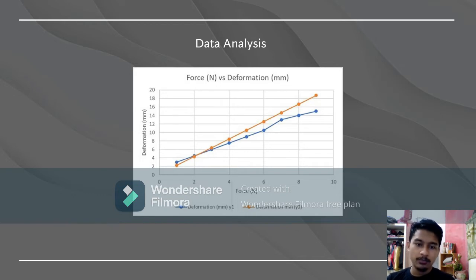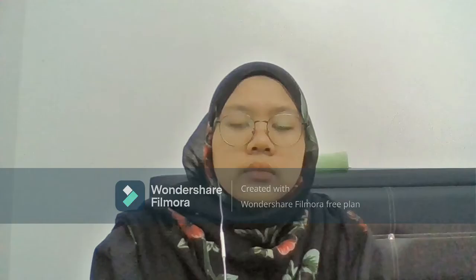As you can see here, there are changes to both of the springs that can be observed. Spring Y1 deformed more at the beginning with 1 Newton, but it deformed less and less compared to spring Y2, whereas spring Y2 deformed more and more as more weight was added to the spring. That's all for the data in the form of a graph. Thank you. Next, I will continue with the discussion part.